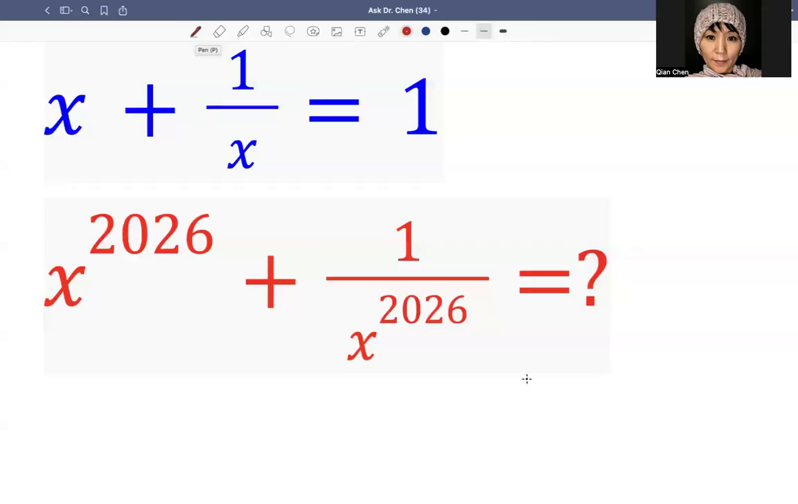Let's see this question. A similar question we did is x raised by 2048, which is the power of 2 raised by 11. So the answer is simple. But this one is different. So x raised by 2026. So the answer won't be as simple. But we still have one way to approach it. So let's do that.